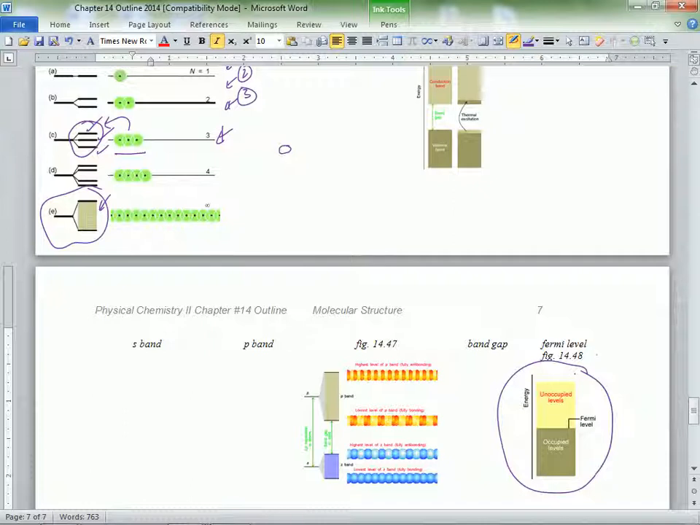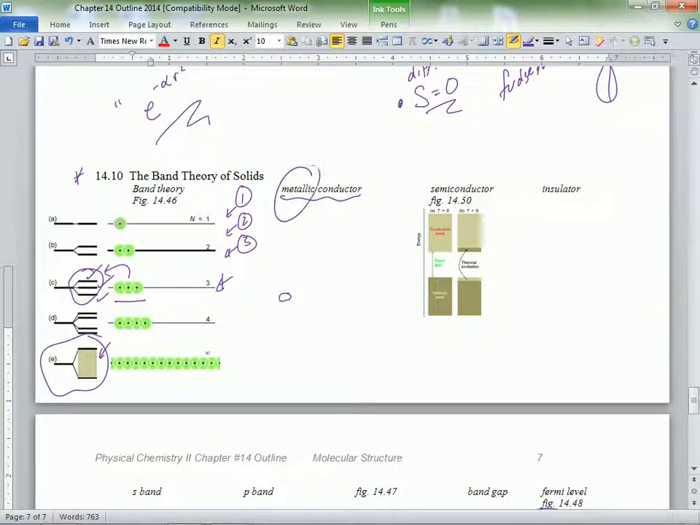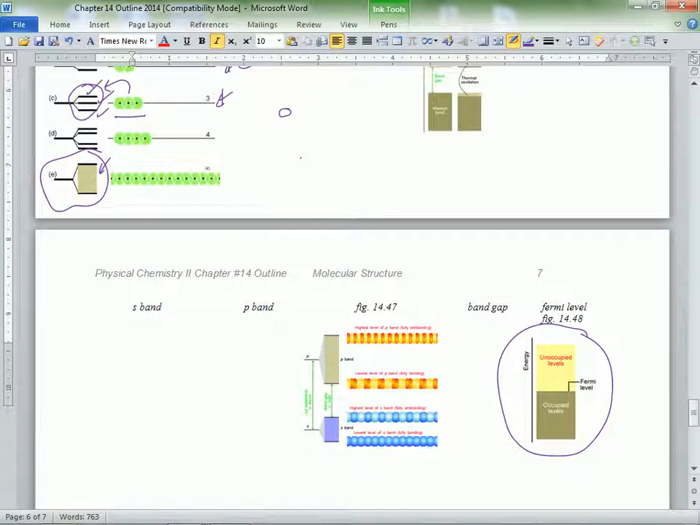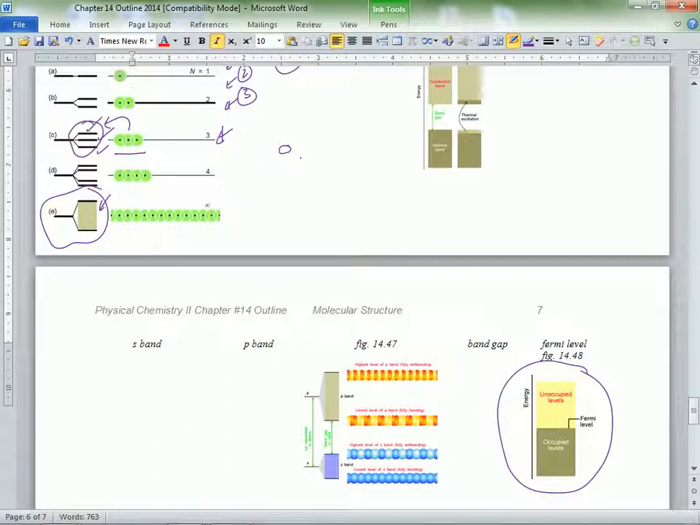But not everything is a metallic conductor, right? Now I'll back up and finish the story here. If you have a metallic conductor, what happens to the resistance as you increase the temperature? So you have a metal, you have a conductor. This is how we're supposed to be thinking about how it conducts electricity. If you increase the temperature, it decreases the conductivity. It increases the resistance, right?